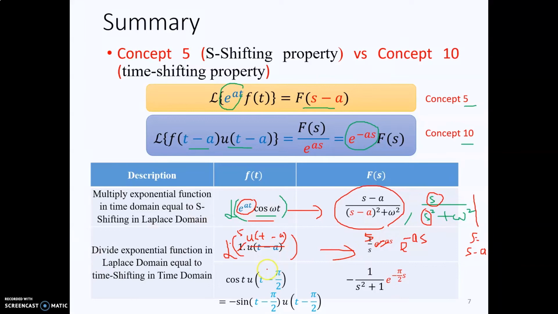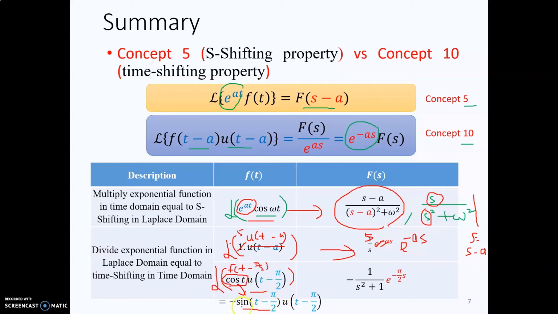Lastly, you need to be careful when you take the Laplace transform for this term. So this function must be f(t − π/2). Because you have the unit step u(t − π/2), it must be the same here. But if you look at this term, cos t is not a function of (t − π/2). Therefore, you need to convert the cos t into a sin(t − π/2) function.